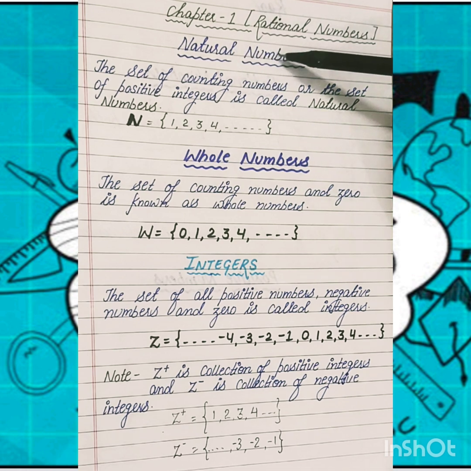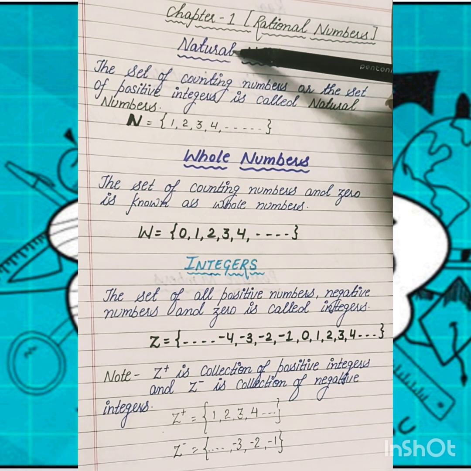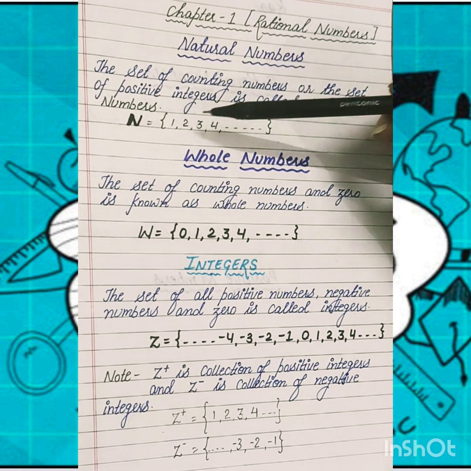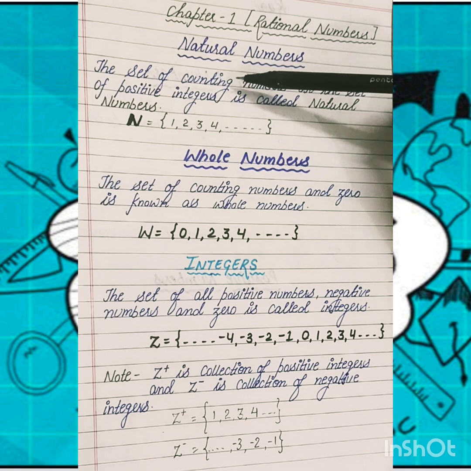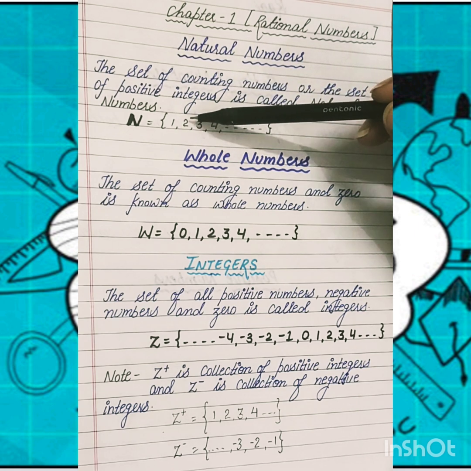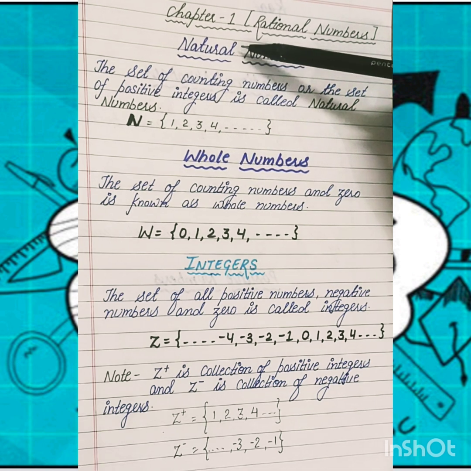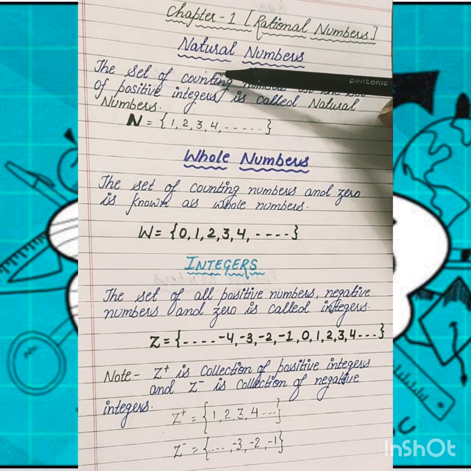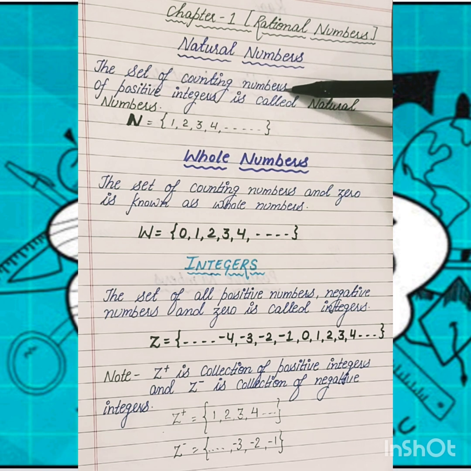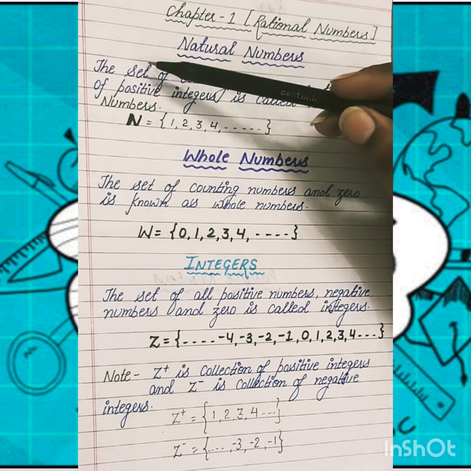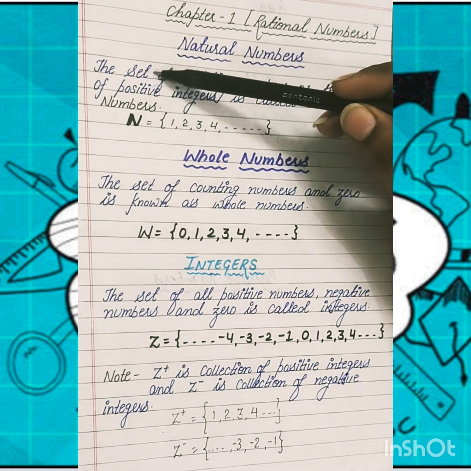First is natural numbers. Natural numbers means counting numbers, and we know counting always begins with 1. So 1, 2, 3, 4 and so on. This is the collection of natural numbers, and another name of natural number is counting numbers. Set of counting numbers means collection. Set means well defined collection.